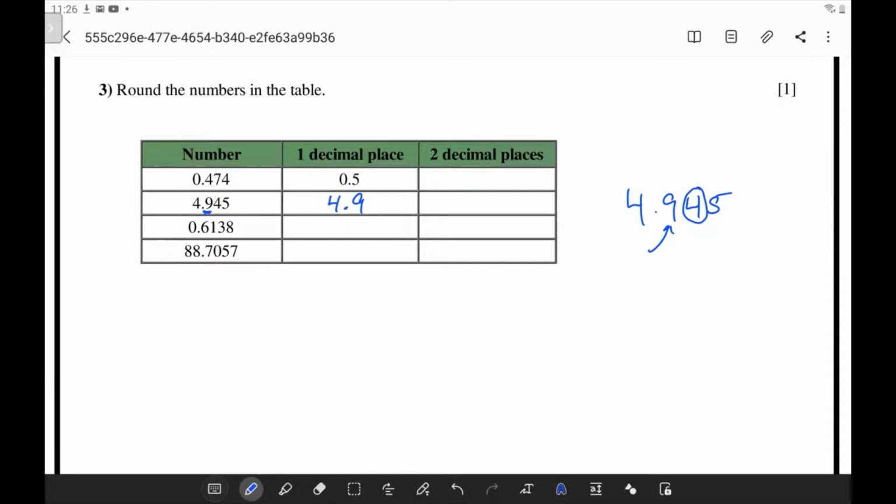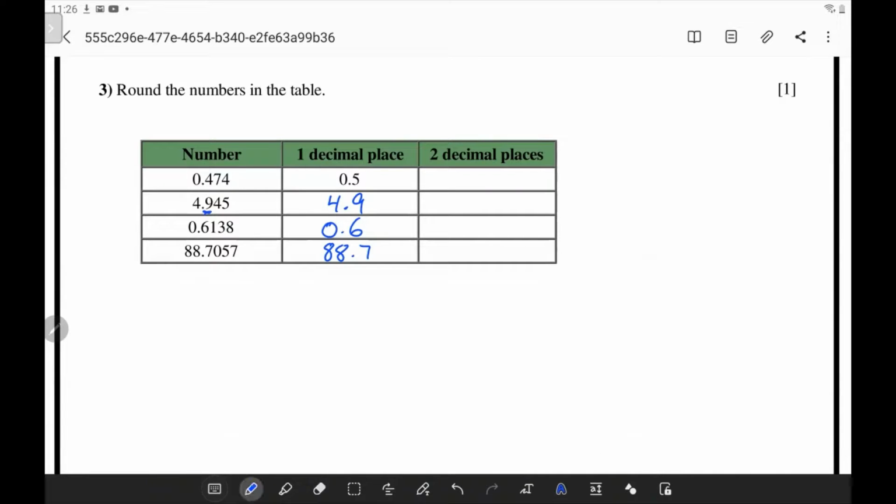So this one, the third one, will be what? We want one decimal place. 0.6. Right? And this one, the last one. 8.7. Lovely.